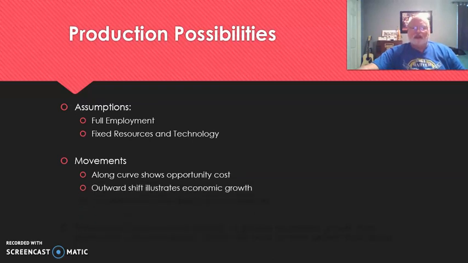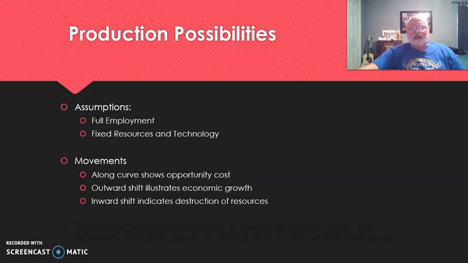An outward shift illustrates economic growth. And remember, that's what every economy wants. I believe there will probably be a PPF question on the essays this year, but it'll probably give you some scenario, and then it'll say what happens to the PPF. If something has happened to make it possible for the economy to do more things, then it would be a shift outward. If something happens that causes it to drop inward, that shows the reverse, an economic decrease. Anyway, we'll talk more about that later.